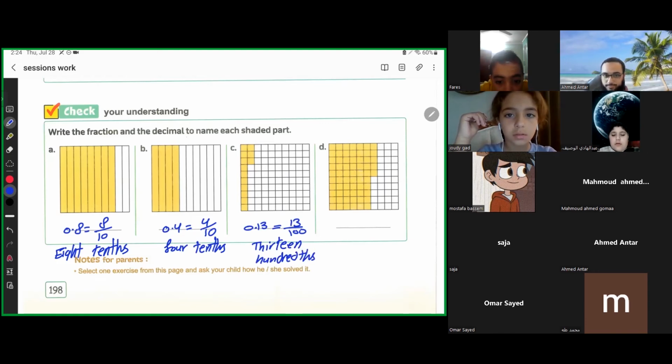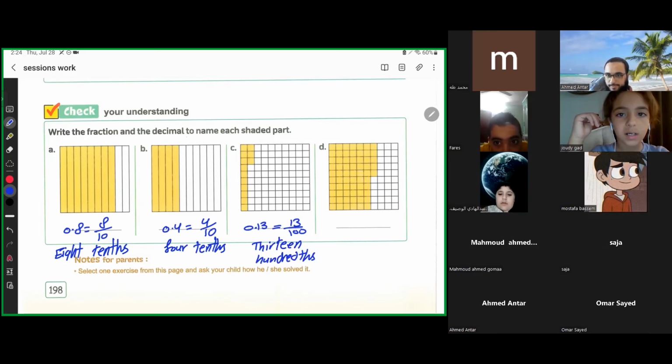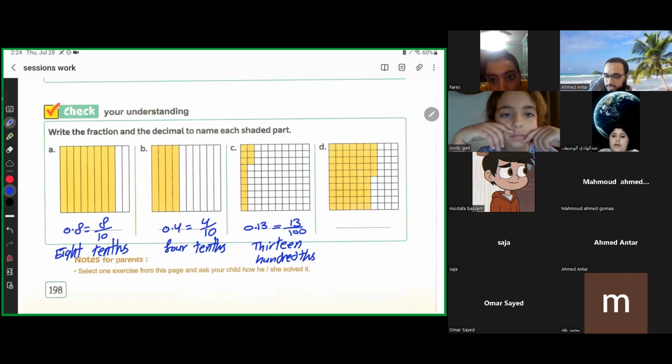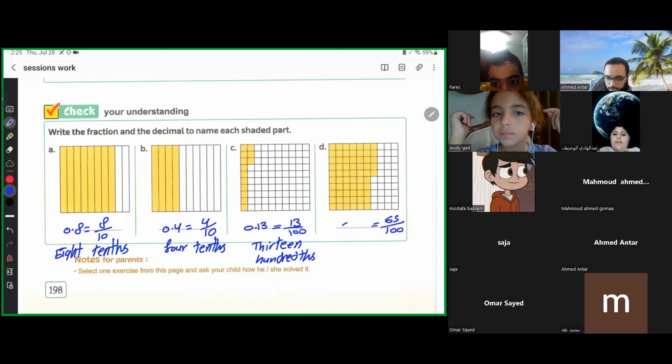The next one. Answer it first also. Sorry, Muhammad, that's by accident. I'll let you open your mic right now. Faris. 65 over 100 and 0.65. 65 over 100, 0.65, 65 hundredths.